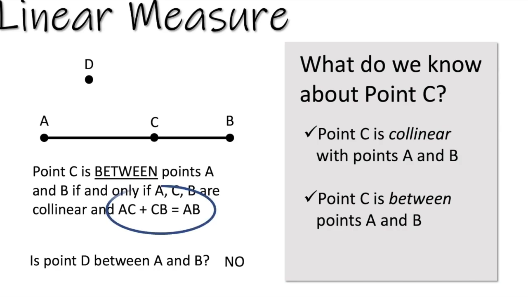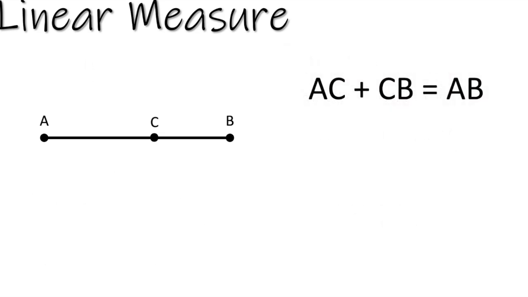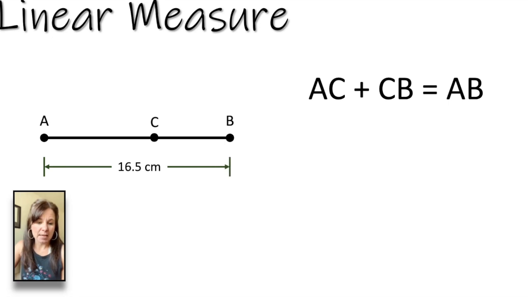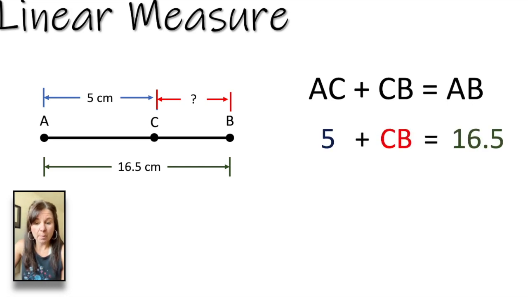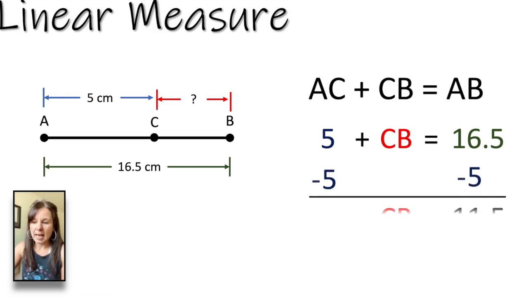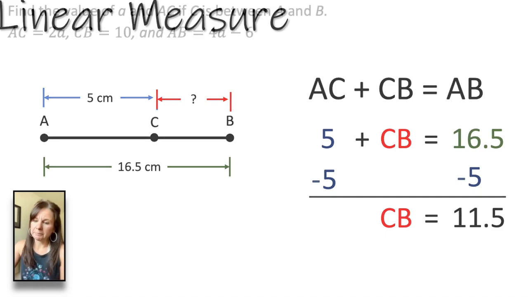All right, so let's go back to this AC plus CB equals AB. Here's an example of how that works. Let's say that AB is 16.5 centimeters and AC is 5 centimeters. Well, what's CB? We're going to use that information in the equation. 5 plus whatever CB is equals 16.5. Now I've got to pull in those algebra skills: subtract 5 from both sides, and CB equals 11.5. Okay, let's try another one.